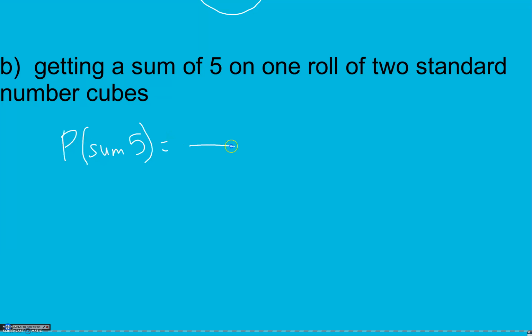Okay, we need to figure out our sample space. And we can use our counting principle here. The number of options for the first die is 6. For the second die is 6. So we multiply those together and we get 36 total options.